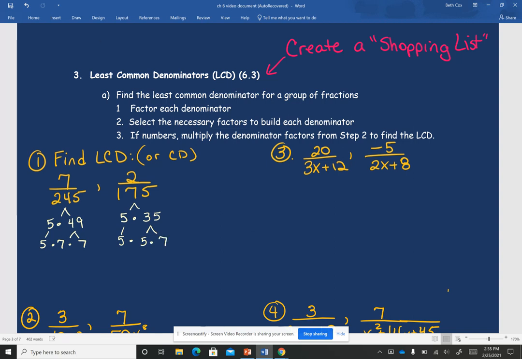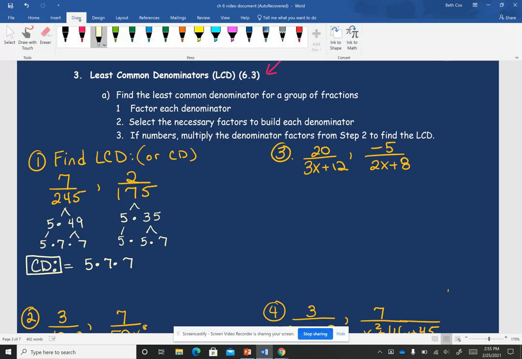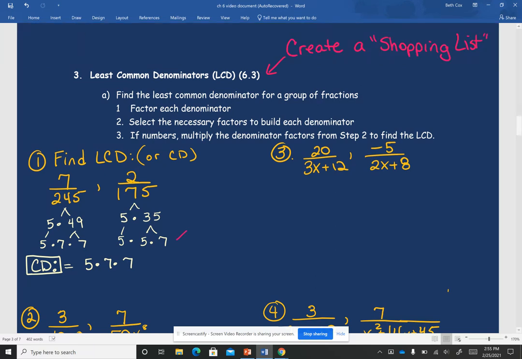Okay, so here we have the common denominator. It says select the necessary factors to build each denominator. So for the common denominator, if I want to build 245, I've got to get all of those. So I know I've got to buy a 5 and a 7 and another 7. But then I go to my second list and I say, what else do I need? I need all of these because they're the first one on the list. So I write all of them down.